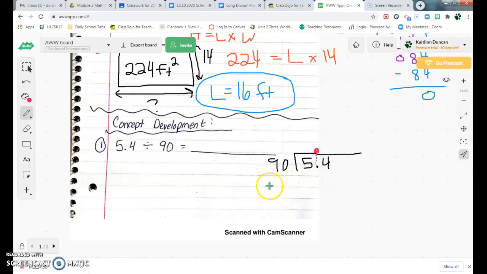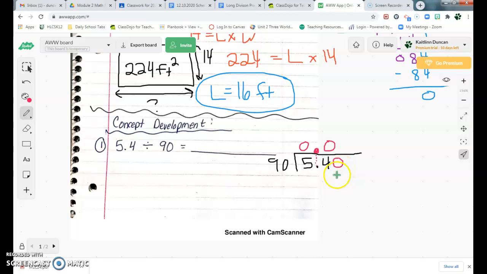Okay? So now we're going to go through into our division problem. Can 90 go into 5? No, it can't, so I'm going to do a 0. Can 90 go into 54? No, it can't. I'm going to do a 0. Well, now I have nothing left to divide 90 into. When we're dividing with decimals, what we can do is we can add a 0, because I know that 5.4 is the same as 5.40. This is the same value, so I can add a 0 right here and it doesn't change anything.